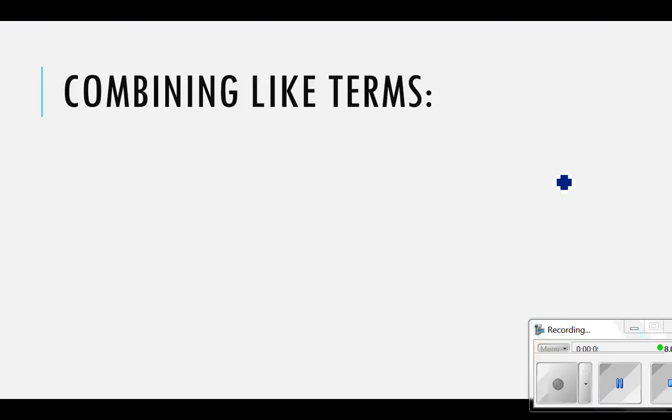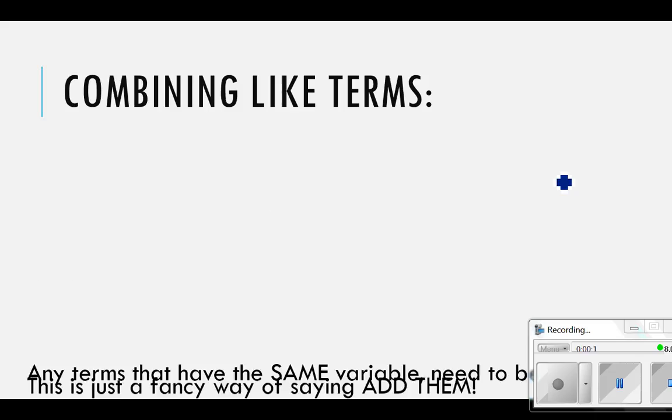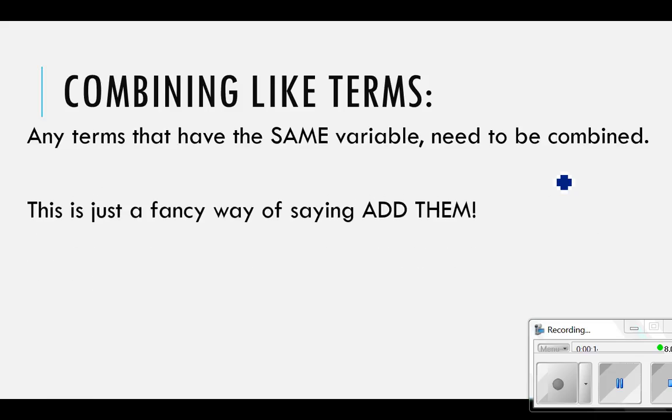The first thing we need to talk about is what combining like terms is. It's just when we're looking for terms that have the same variable and we can combine them. It's just a fancy way of saying we can add them together. So here are some examples.